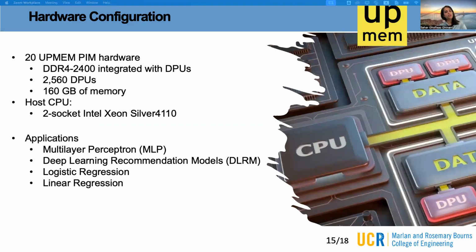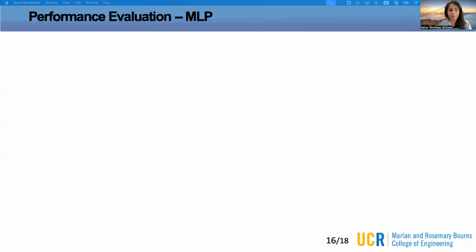Okay, so we've evaluated our scheme using 20 UPMEM PIMs, and this provides us with more than 2,000 DPUs, and also it gives us access to 160 gigabytes of memory. We evaluated our scheme using some data-intensive applications like MLP, DLRM, logistic regression, and linear regression. Here, I'm just giving you some insights about our results of MLP and the logistic regression, and the rest can be found in our paper.